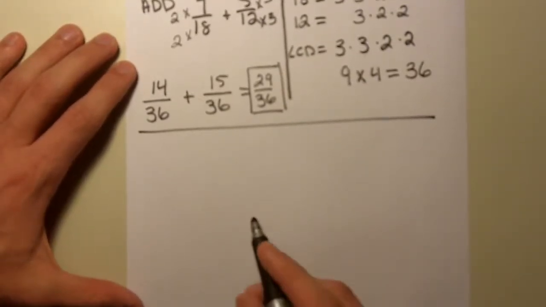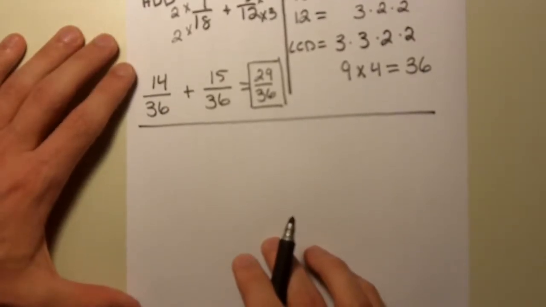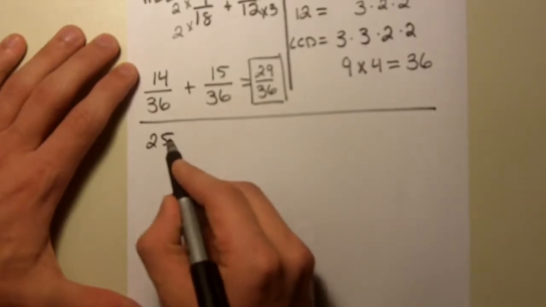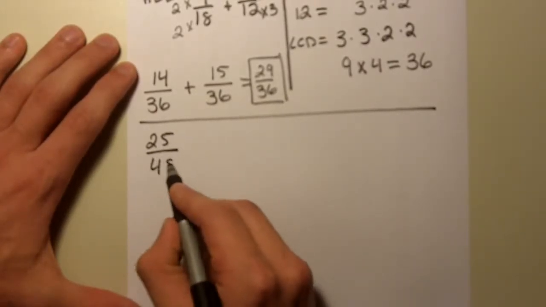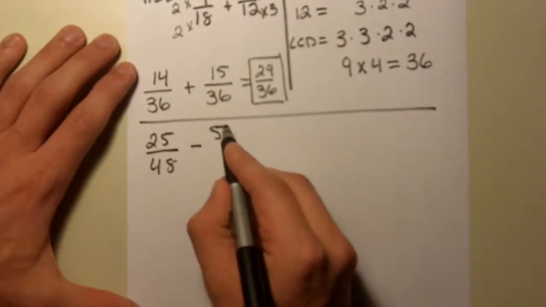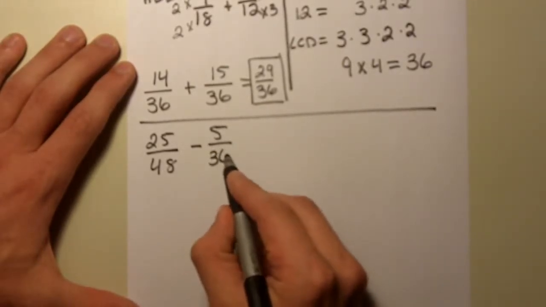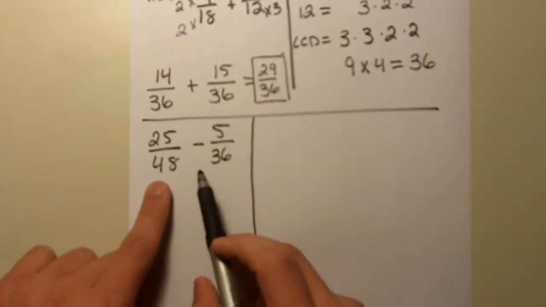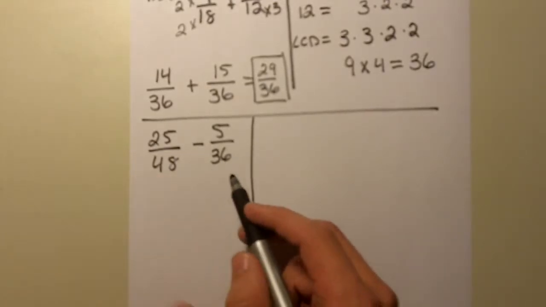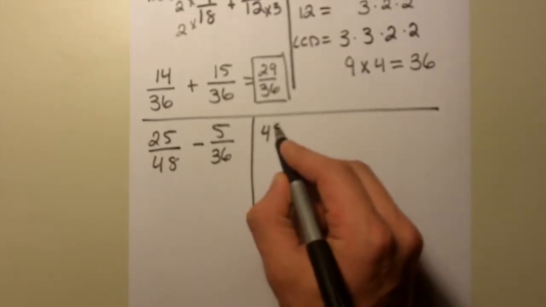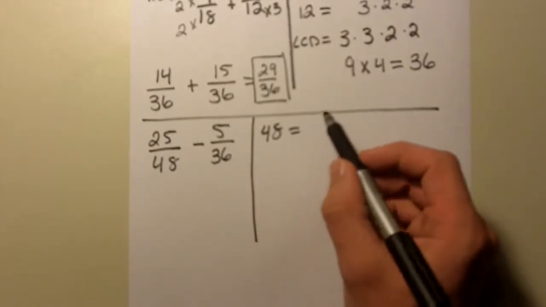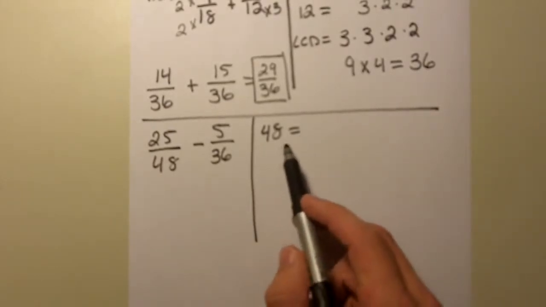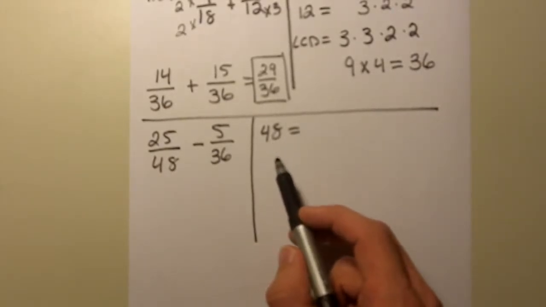So we can go ahead and try another one. Maybe we'll try a subtraction one this time. Let's take 25 over 48, and we will subtract 5 over 36. Okay, so first things first, we have to find the least common denominator between both of these. So let's set our little equation up here, and we have to find out what are the lowest prime numbers that are going to multiply up to give me 48.